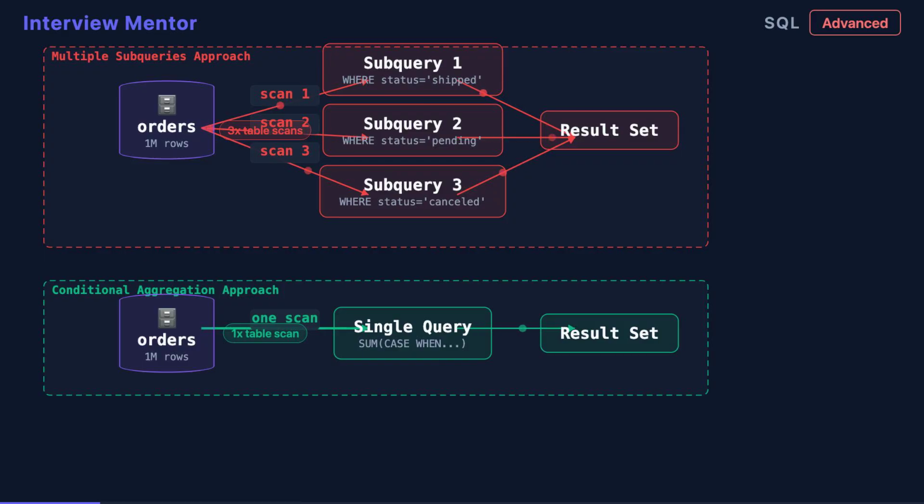Instead of running separate subqueries where each one independently scans the entire table, you use case expressions inside your aggregate functions. The database reads each row once, evaluates all your conditions simultaneously, and updates the corresponding counters. Multiple subqueries mean multiple full table scans, each hitting disk and burning I/O. 1 scan beats 5 scans every time.